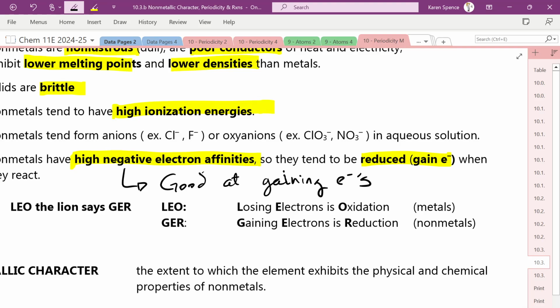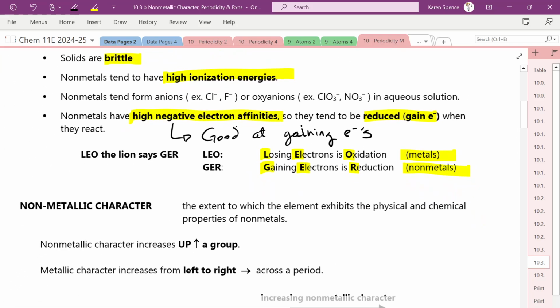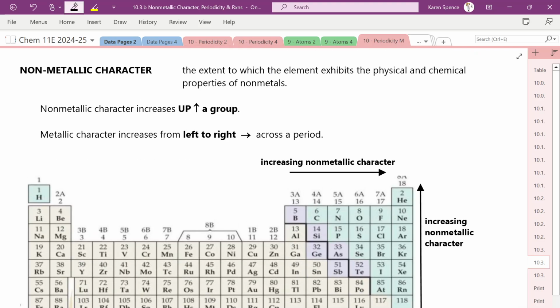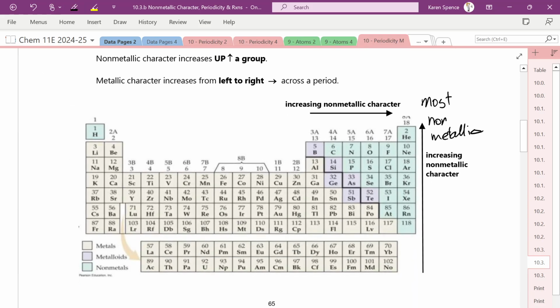So here again, we have Leo the Lion says GER: losing electrons is oxidation. Those are our metals. Gaining electrons is reduction. Non-metals. Where do you think the non-metallic character is the highest? Top right. Noble gases are their own kind of little weird thing. Least non-metallic.